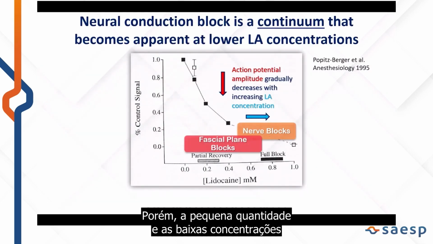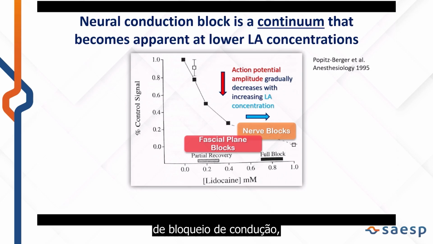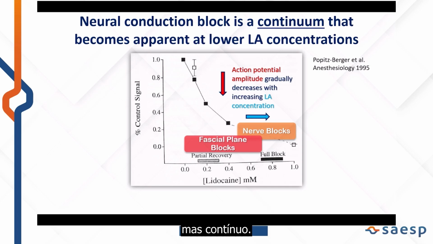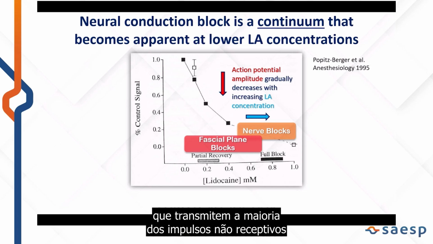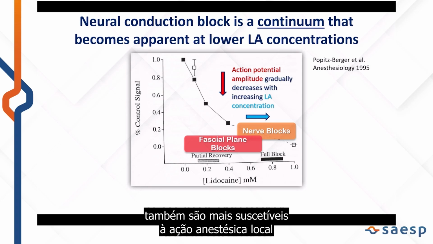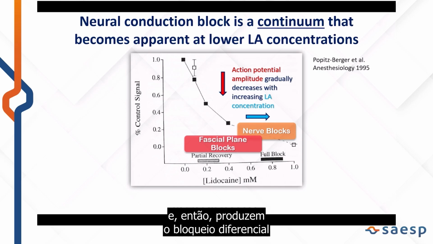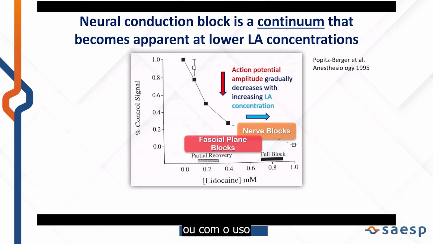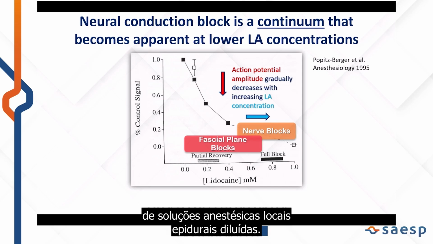Only a fraction of local anesthetic will get to the neurons of interest. However, the small amount and the low concentrations that result around nerves can still produce a degree of conduction block, because conduction block is not an all or none phenomenon, but a continuum. Small unmyelinated fibers that transmit most of the nociceptive impulses to the dorsal horn of the spinal cord are also more susceptible to local anesthetic action. And then they produce what we call differential block of different sensory and motor fibers. And we see this often with the onset of any block or with the use of dilute epidural local anesthetic solutions.